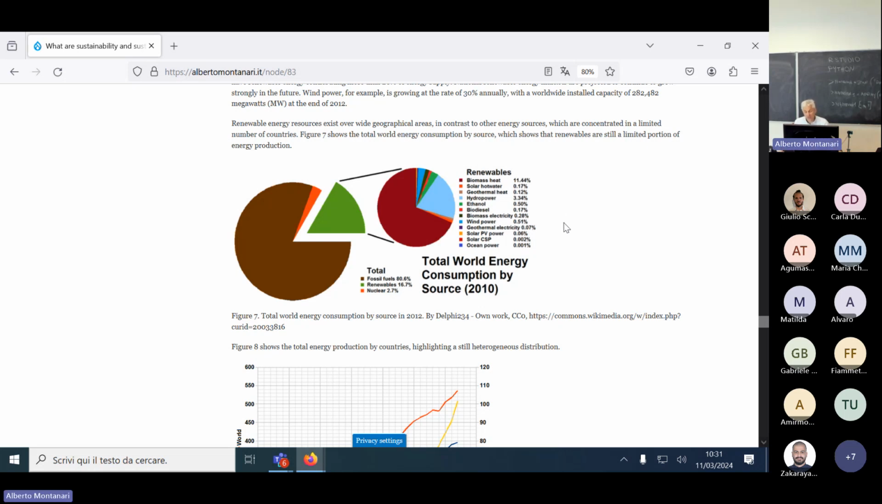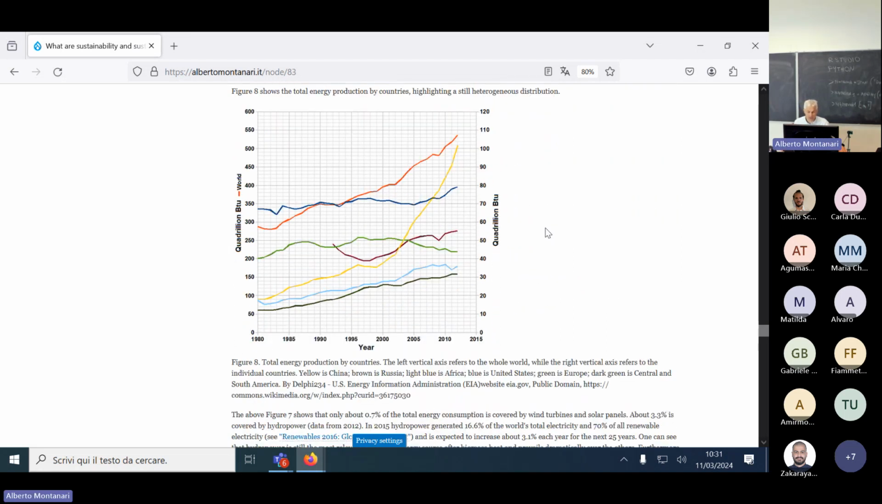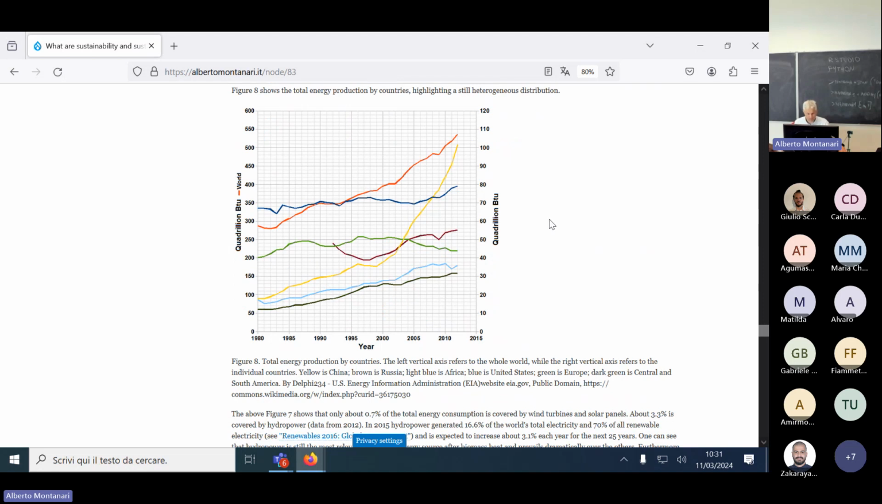This is a static picture, we are not considering also the problem of variability of these energy sources. Hydropower has the nice feature that it can be regulated. So we can produce hydropower when it's available. The same is not true for wind power, okay, or for solar power. Now, energy production by countries, it's still heterogeneous.